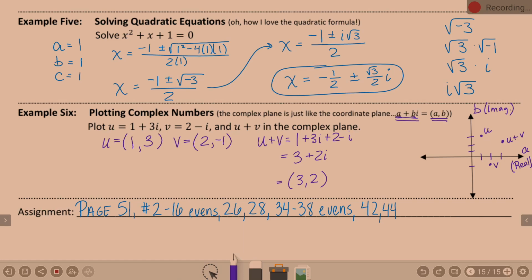Okay. Homework starts on page 51. 2 through 16 evens. 26, 28, 34, 36, and 38 basically. It's 34 through 38 evens. 42 and 44. All evens. Have it done for tomorrow, please.